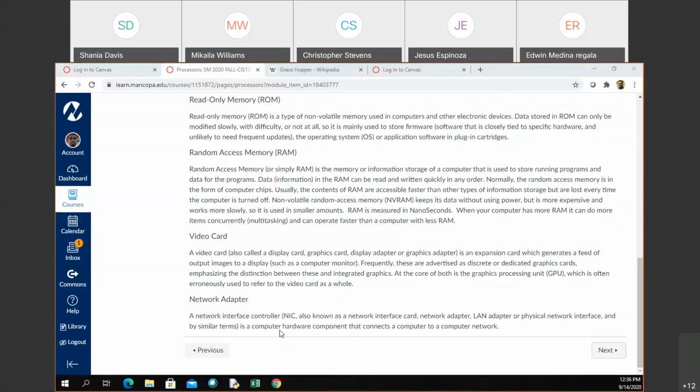Network adapter, the reason I have this on here is because this is also very important. How does anyone do anything with a computer nowadays? They connect to a network. The network of networks, they connect to the internet. So it's very important to have a network adapter that will handle this for you so that you can connect to any network that you need to. So that's a process.